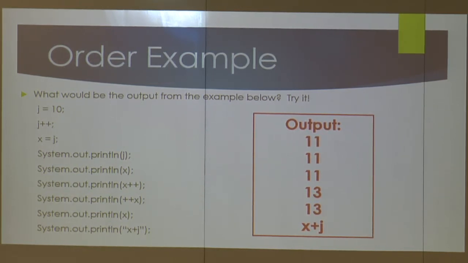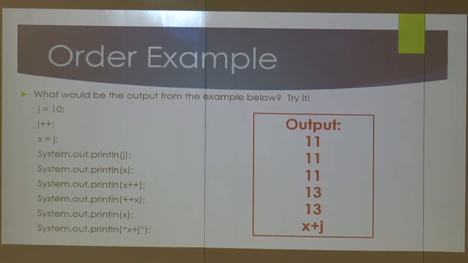But if we printed out ++x, it does the increment and then prints it. So in the next one, where we're printing out ++x, it actually prints out 13. So in our output, it kind of looks like we skipped 2 numbers, but really we did hit 12. We just never printed that value 12. And then if we printed x again, it just stays at 13.